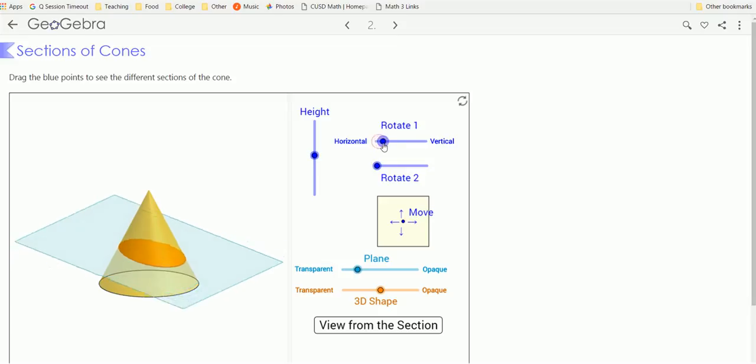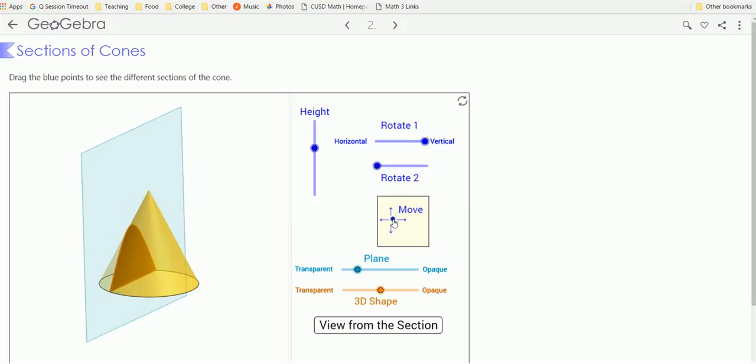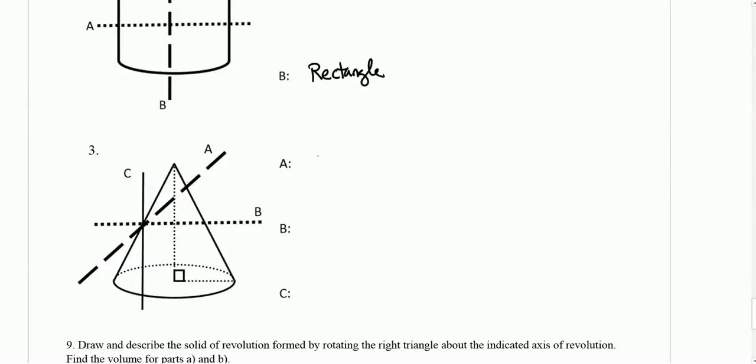As we rotate it a bit, it's no longer a circle, but it's an ellipse. So it's kind of a squished circle. And then as we continue to do this, let's move it over a little bit, we get a parabola. So let's write that in. So A was the diagonal cut, we had an ellipse. B, we had a circle. And C, we had a parabola.